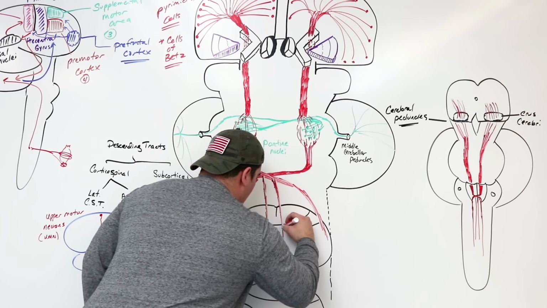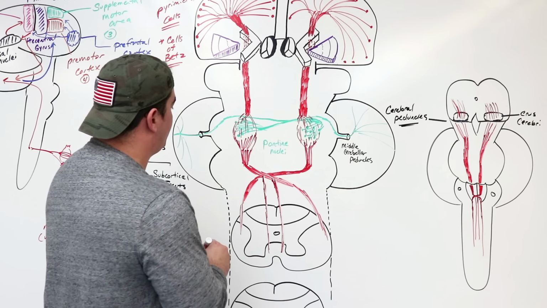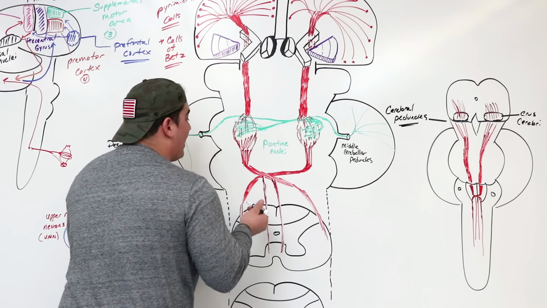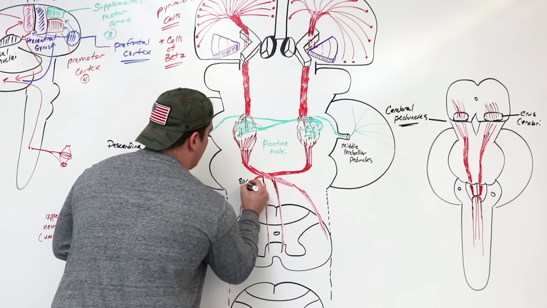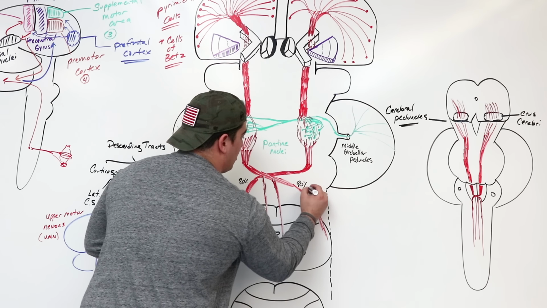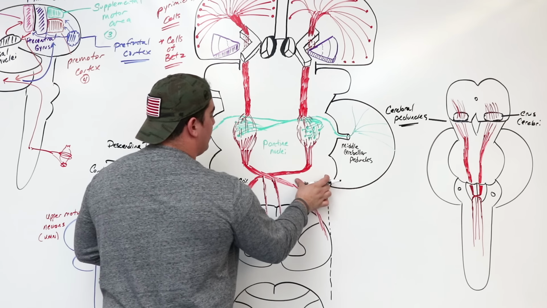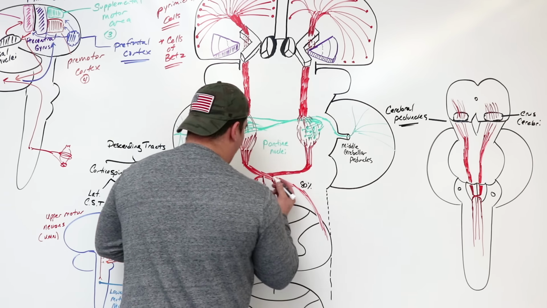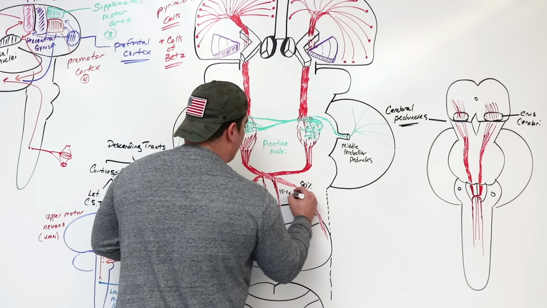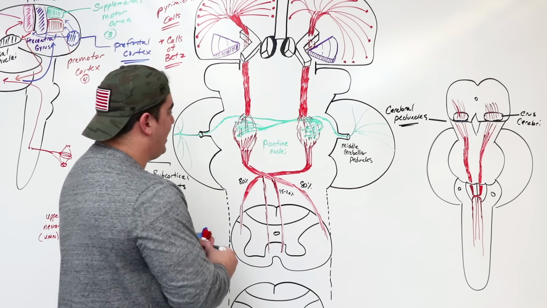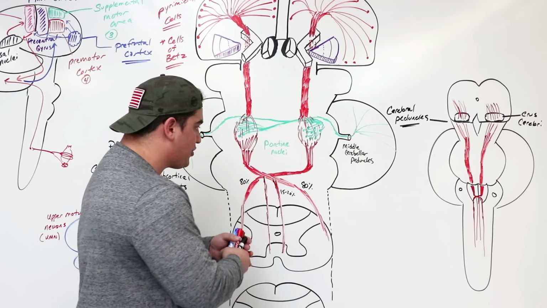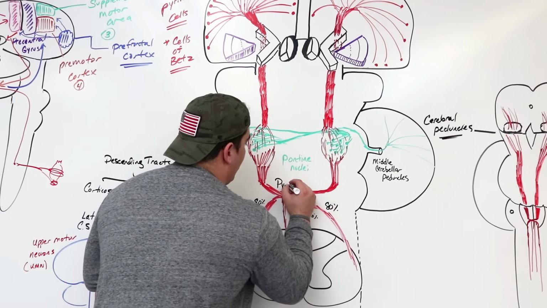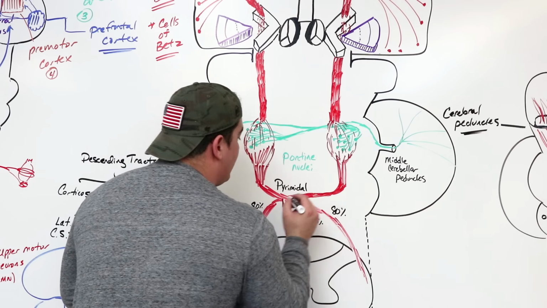Okay. We said how much is actually going down through these decussated fibers? About 80%. So about 80% of these are actually crossing. How much is not crossing? About 15 to 20%. So about 15 to 20% is not crossing. And again, where is this actually occurring, this crossing? It's occurring at the pyramids. So this is called the pyramidal decussation.